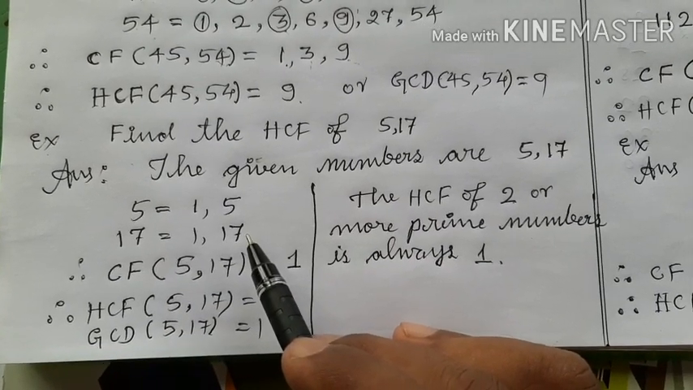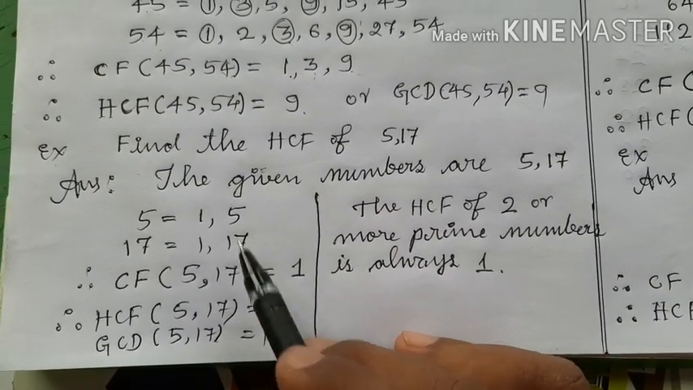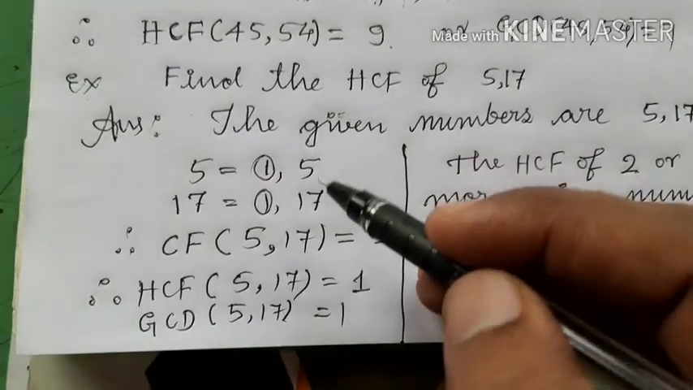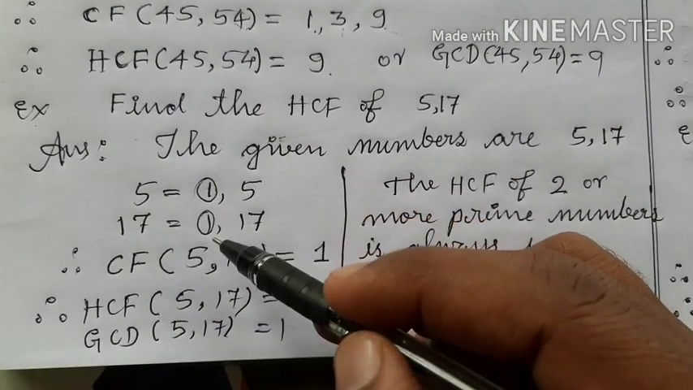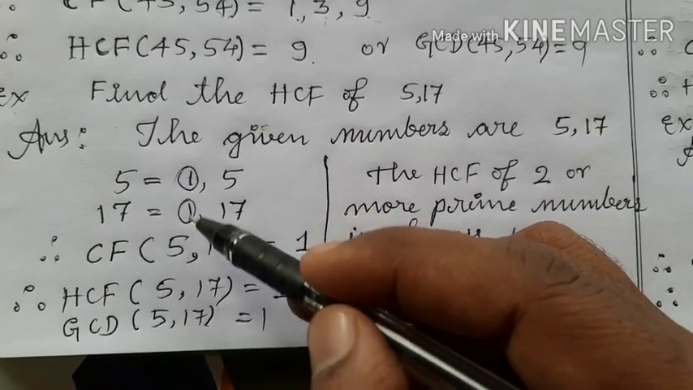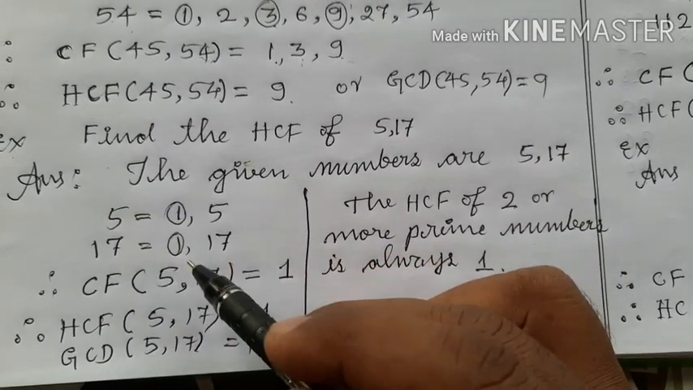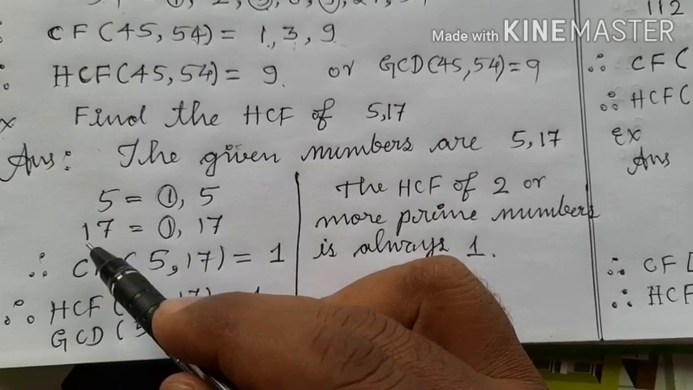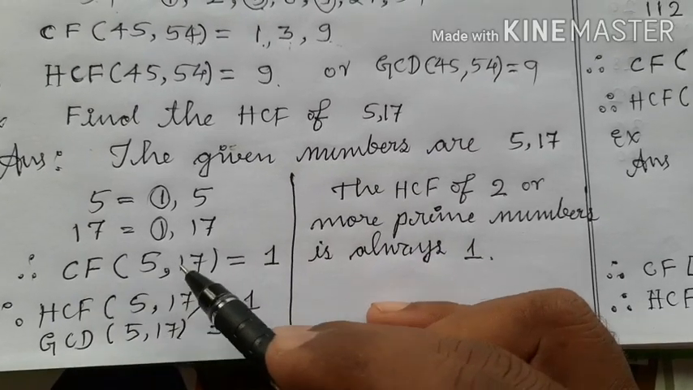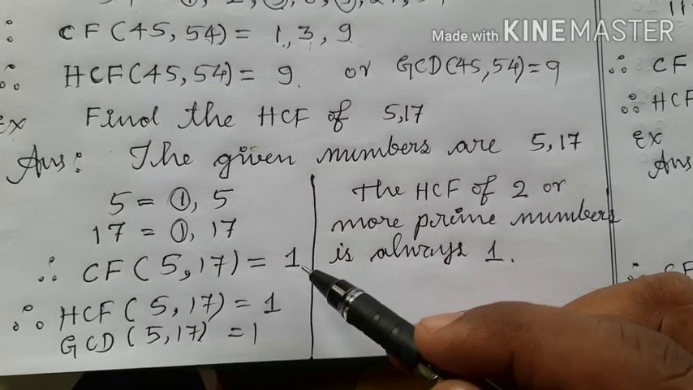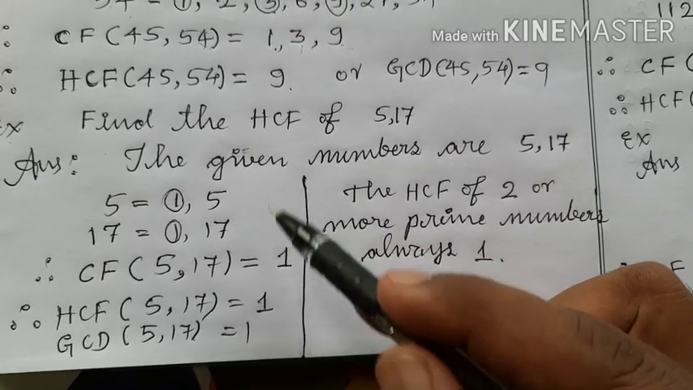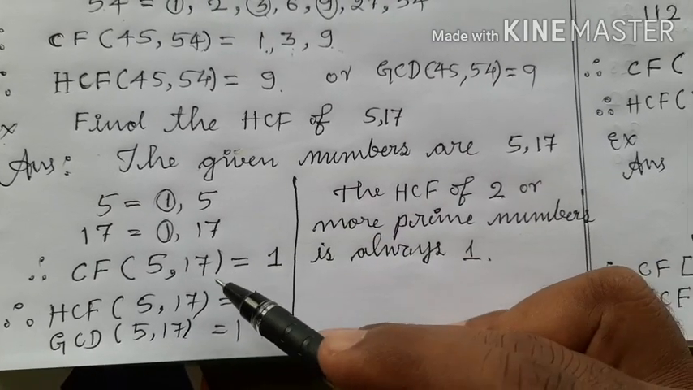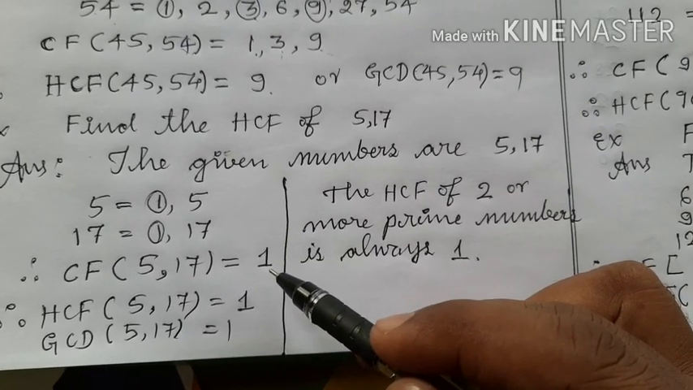Which is the common factor? Or how many common factors do these have? See here, children, 5 and 17 have only one common factor. What is that? 1. 1 is a factor of 5 also, 1 is a factor of 17 also. Therefore, the common factor of 5 and 17 is 1. Okay. Now the question is, both the prime numbers have only one common factor, that is 1.